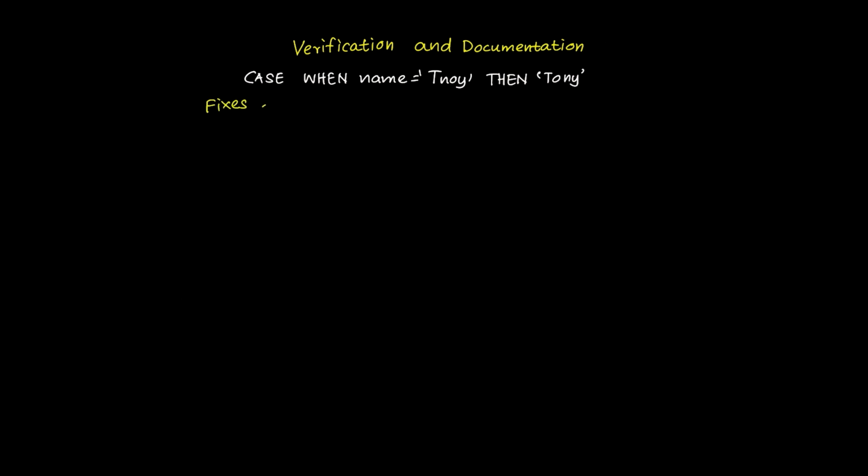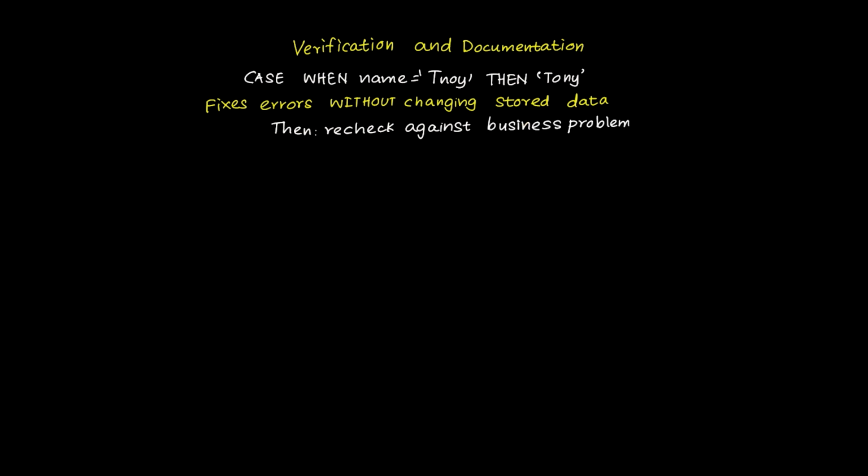After cleaning a large customer database, an analyst uses a case statement in SQL to fix remaining name misspellings found during a final review without permanently changing the stored records. Then the analyst rechecks the entire dataset against the original business problem to confirm everything lines up. These are two processes working together: verification and documentation.